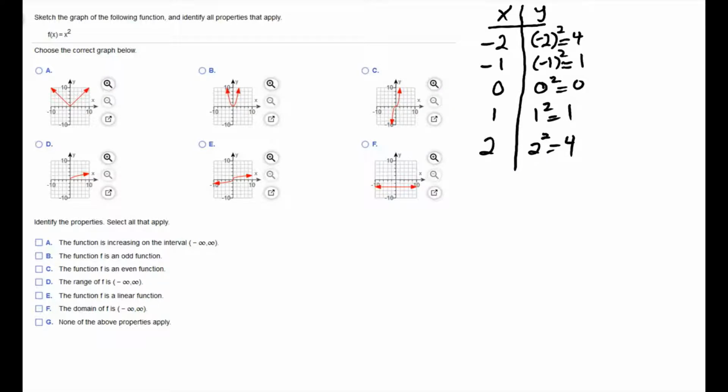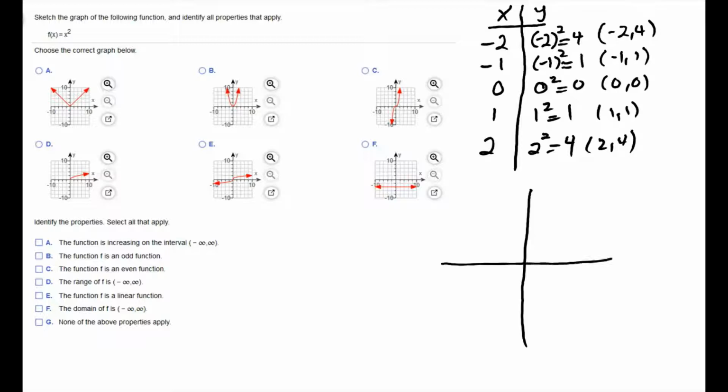Now I have a set of ordered pairs. -2, 4. -1, 1. 0, 0. 1, 1. And 2, 4. And I can plot those points. -2 and 4 would be here. -1, 1, 0, 0, 1, 1, 2, 4. And I get this picture here, which is a parabola. So I would select answer choice B for the first part.